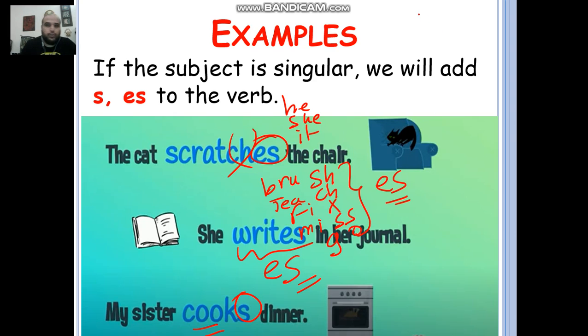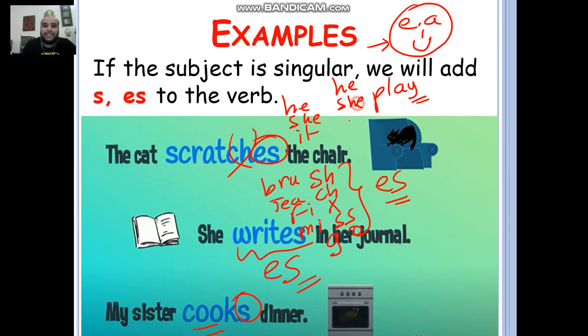Now pay attention. Do you remember, my boys, when we talked about the vowels? O, yes, the phase: E, A, I, and U. Those are the vowels in English. Forget about the vowels. They're not going to be a trouble for us. Because, for example, if I have play, which ends with a Y, with he, she, and it, if you have a vowel, just add the S directly.